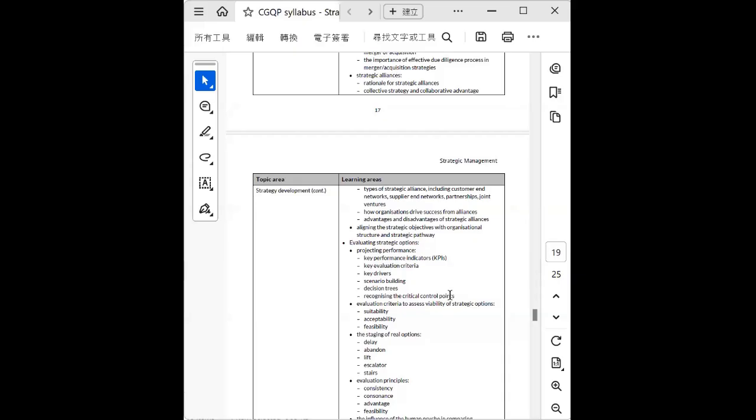Suitability assesses whether the strategy aligns with the organization's goal. Acceptability evaluates the stakeholder support and the risk. Feasibility examines the resource availability and the implementation challenges. And then we have the strategy of real options. Real options include delay, abandon, lift, escalator, and stairs, which provide flexibility in strategic decision making.